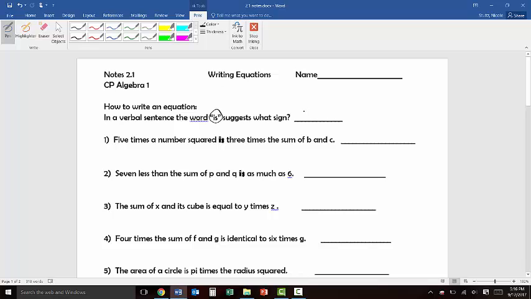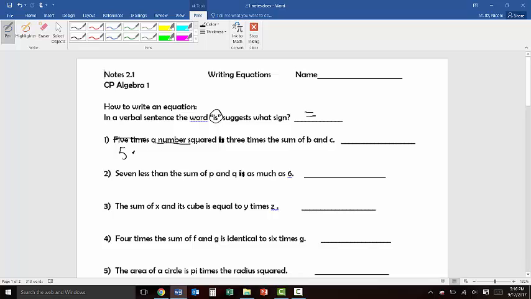Today's lesson is going to talk about writing and solving equations, but for now we'll focus on just writing them. So we want to know that the word "is" means equals if we see it. So if we look in the first problem, we see 5 times the number squared is. So I just kind of write in the order that I see it.